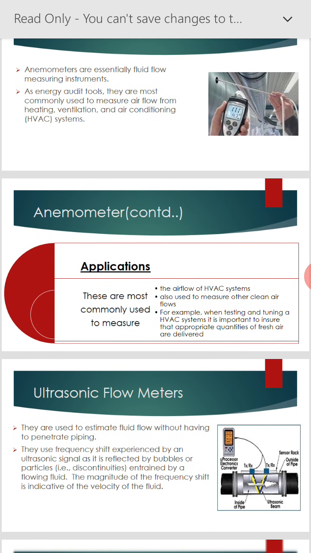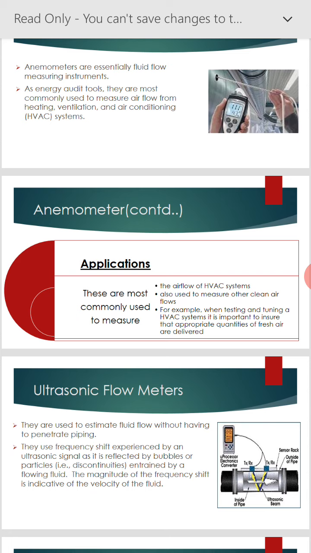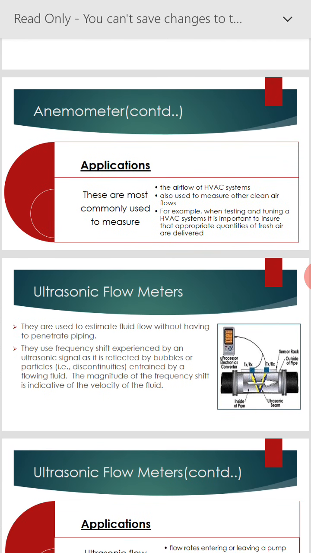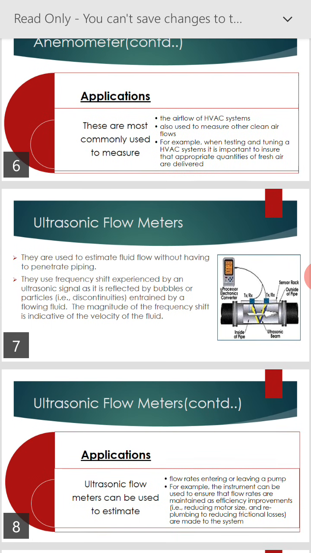The next application of the anemometer is the airflow of an HVAC system, and it is also used to measure other clean air flows. For example, when testing and tuning an HVAC system, it is important to ensure that appropriate quantities of fresh air are delivered. Then the ultrasonic meter, which is used to estimate the fluid flow also, like the anemometer.